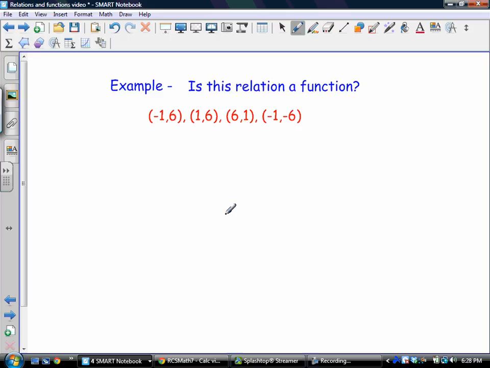So try this one on your own. Pause this, see if you think this is a function or not, and then start it up and I'll give you the answer. The answer is no, it is not a function. The reason is I have -1 two different times. One time when I put -1 in, I got 6 for the answer. The other time when I put -1 in, I got -6 for the answer. So one input gave me two different outputs. It is not a function. That's all you have to look for on those problems, whether it's in table format or in ordered pairs.